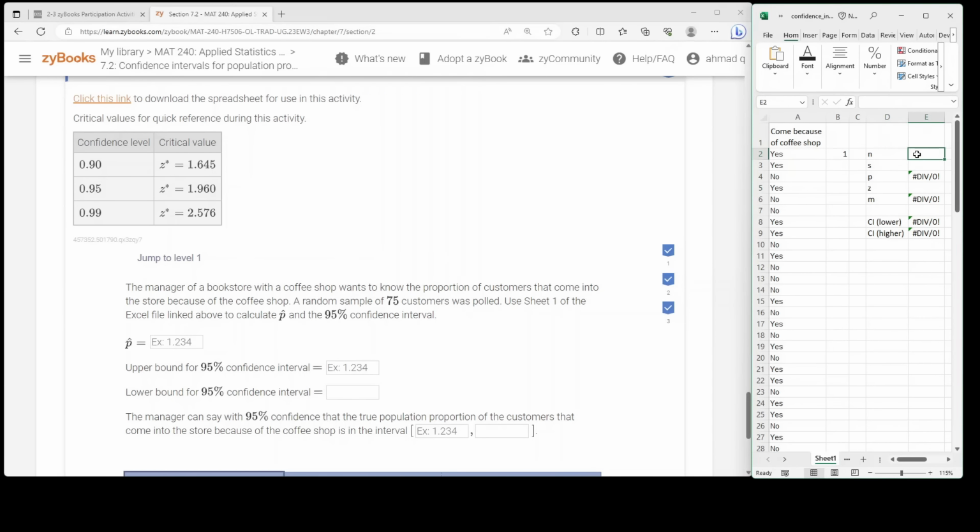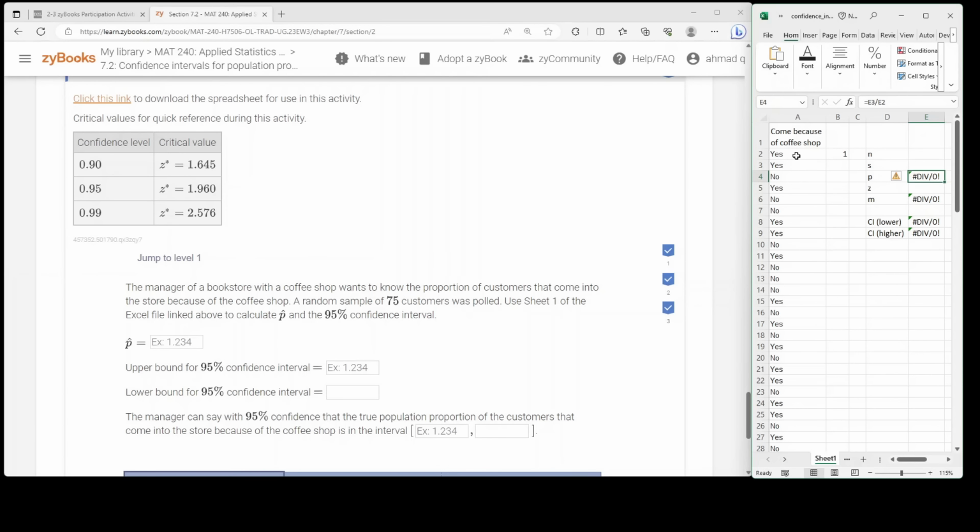We are going to have a sample size here, the number of successes as defined by the question. Like in this case, for example, the success is that the customers come into the store because of the coffee shop. So that's what we're going to count. And then here, this will calculate the sample proportion, which is S over N. And then we are going to use Z here to find the margin of error. And then using that, we can find the confidence interval. So let's get started here.